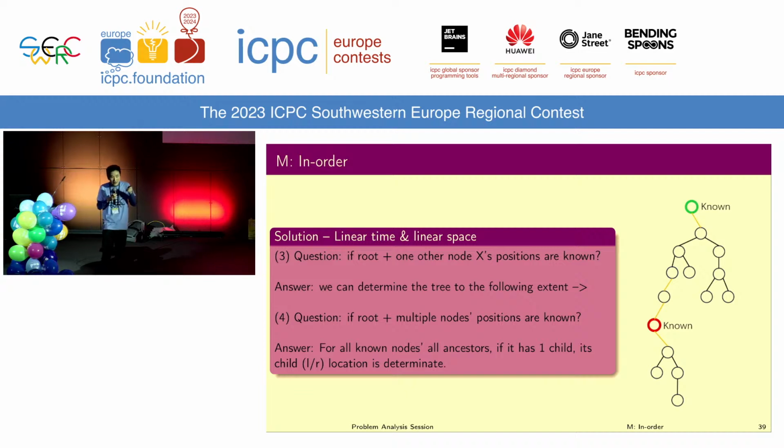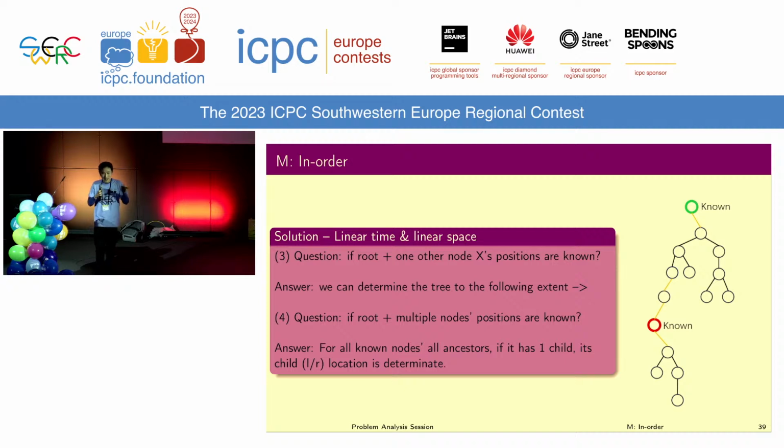Okay, so subtask 4. If the root and multiple nodes' positions are known, how much more information do we know? Because we don't have enough time, I will tell you the conclusion: for all known nodes, all ancestors, including themselves, if a node has one child, like the yellow link here, its child's left-right location is determined.